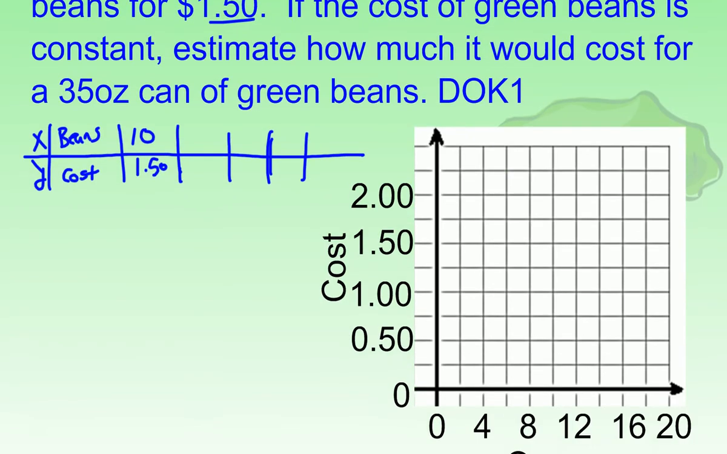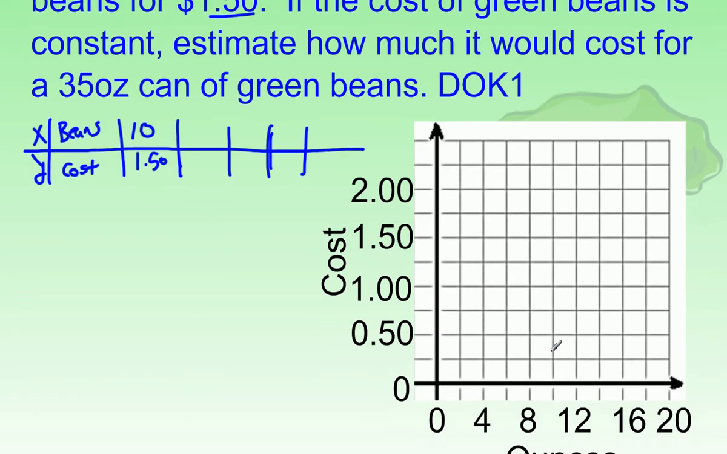And if I graph it here, ounces 10, $1.50 is here. I know that 0 ounces will cost me $0. If I don't buy a can of green beans, it's not going to cost me any money. So I know that point is right here. And with those 2 points alone, I can make a prediction, an educated guess, along those lines. I bet every other point is going to fit along that line.